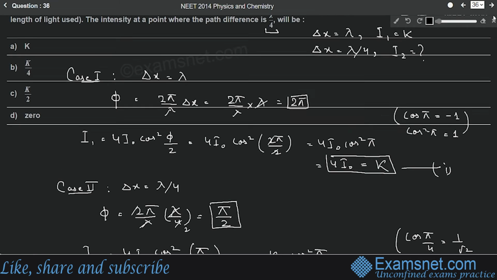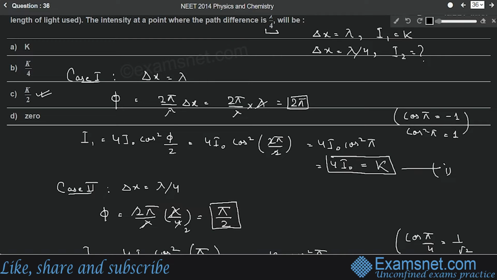So let's see the options. Here in the third option you can see k by 2 is given, so option C will be the correct answer.